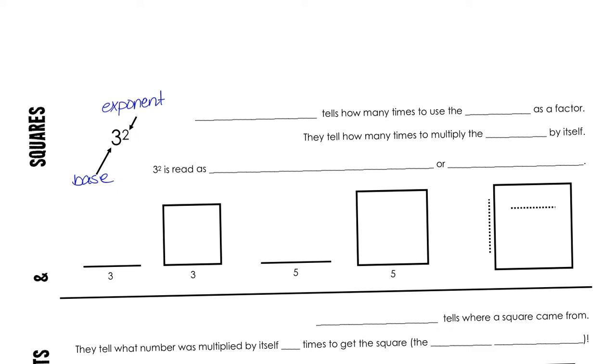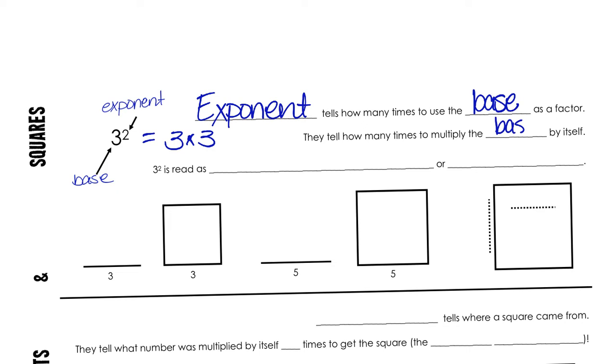The exponent tells us how many times to use the base as a factor. In other words, this one means 3 times 3. They tell us how many times to multiply the base times itself. So if it was like 3 to the 4th power, that would be 3 times 3 times 3 times 3, and so on and so forth. 3 squared, or 3 with the little 2, is read as 3 to the 2nd power, or, as I just said, 3 squared.